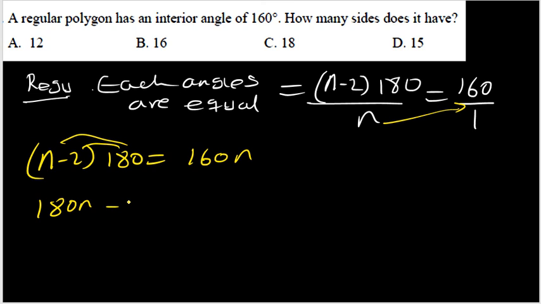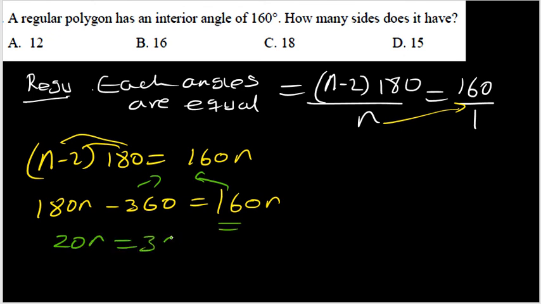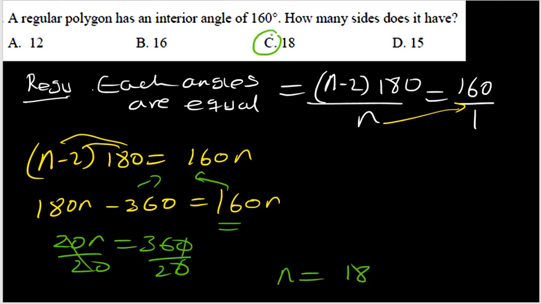180n minus 360 is equal to 160n. Again, let us reshuffle, bring this one to the left and this one to the right side. So 20n remains because this will be subtracted. To the right side 360. Then when you divide both sides by 20, because we need n, cut the 0, and 36 divided by 2 will be 18. So the answer will be C. Next question.